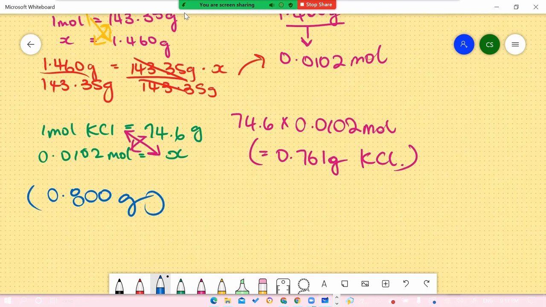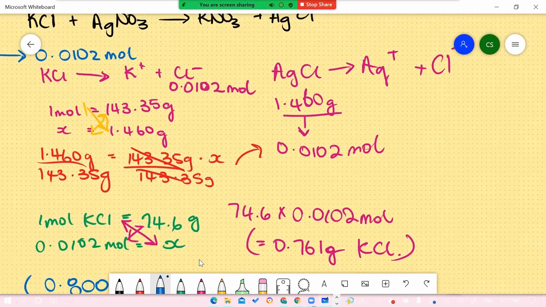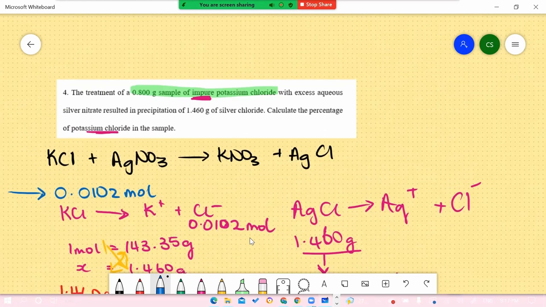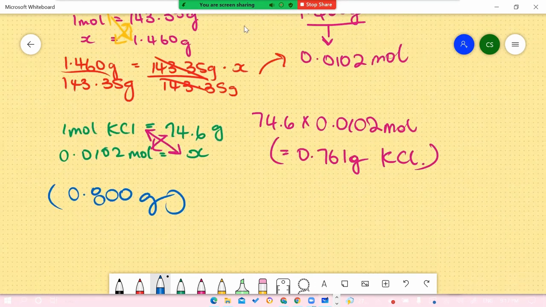Go ahead, you do the talking. In the question we're given the impure sample of KCl to be measured as 0.800 grams. However, we just deduced that the actual pure sample of KCl would be 0.761 grams. And what did the question want us to find? They want us to find the percentage of potassium chloride in the sample.